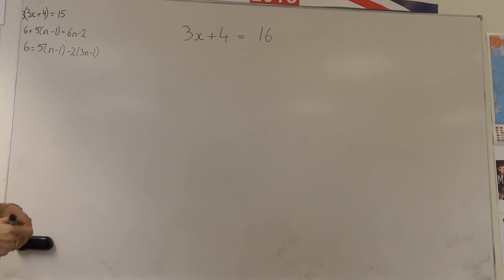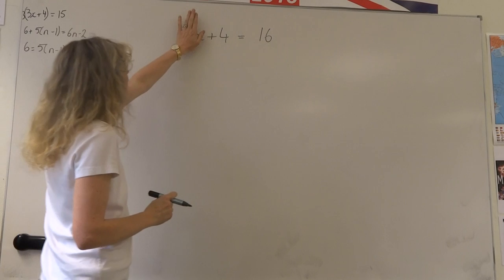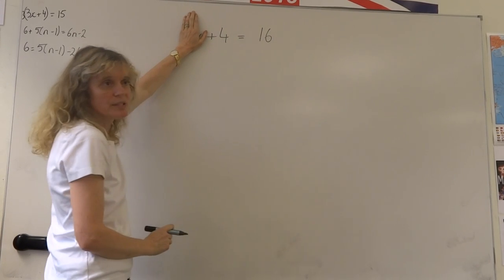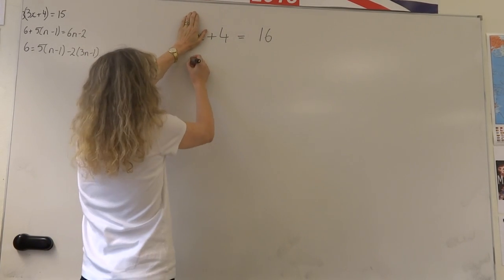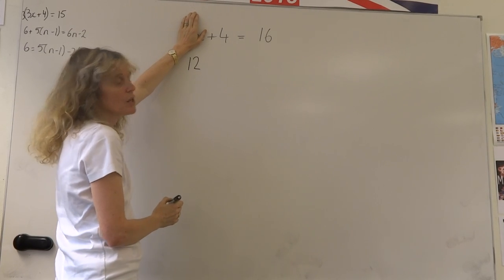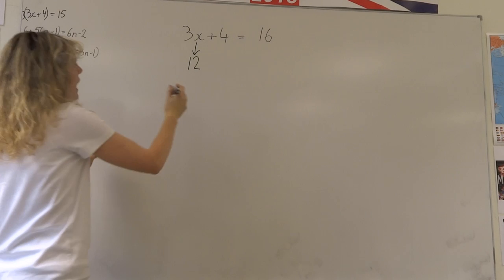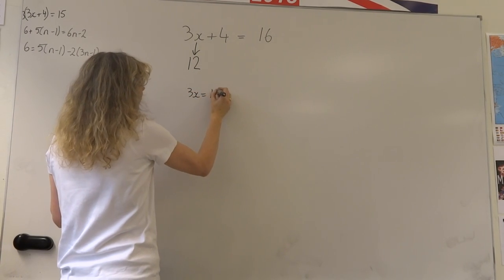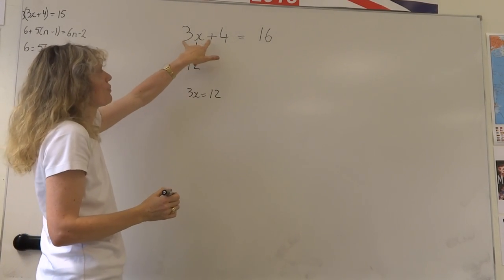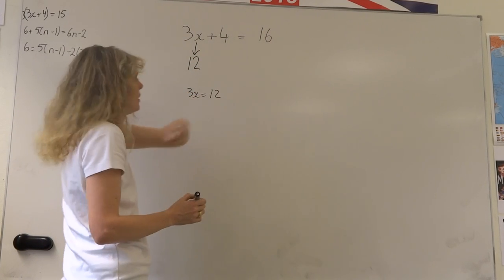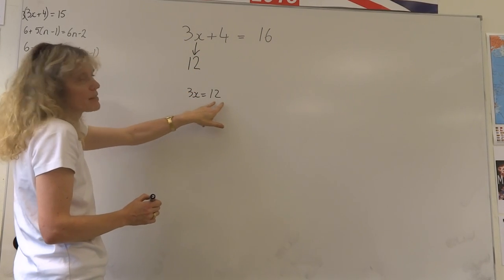There's the simple method of just trying to cover over with your hand. Something plus 4 equals 16. Well, 12 plus 4 equals 16. So that's in a way given me what 3x must equal. 3x must equal 12 because 3x plus 4 is 16. So 3x must equal 12.